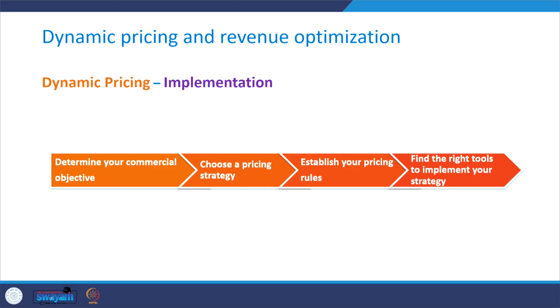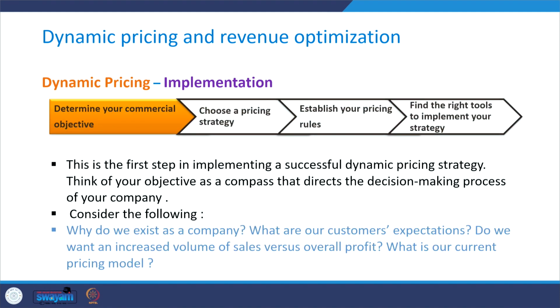Now let's see how to implement a dynamic pricing strategy at a service organization. So it's a four-stage process as shown in this particular chart. The first step here is determining your commercial objective. This is the first step in implementing a successful dynamic pricing strategy. Think of your objective as a compass that directs the decision-making process of your company.